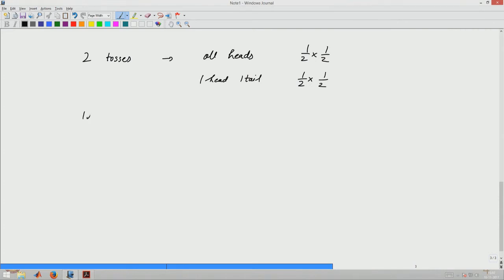But if I do 10 such tosses, then the probability of all of them being heads is half to the power 10. So, this is now an exceedingly small number.